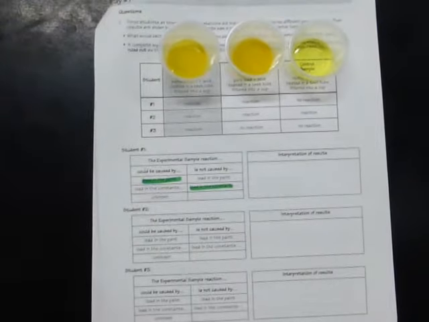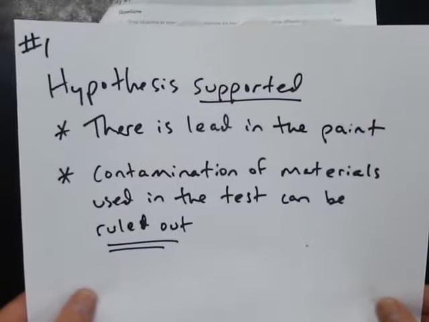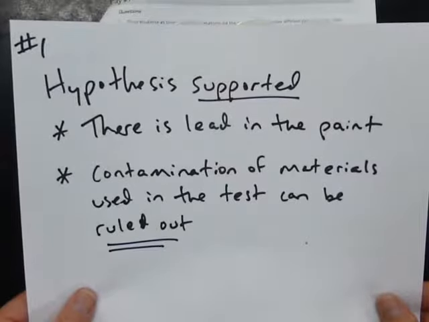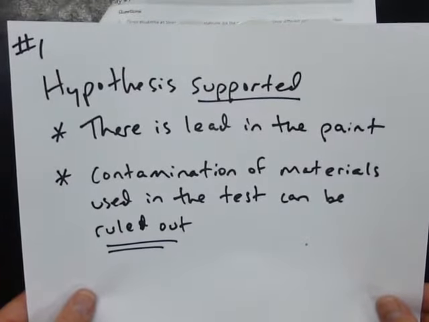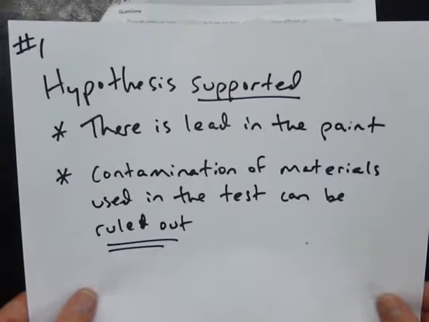And so when I try to interpret the results, here's what I would say. I would say that the hypothesis is supported. We tested the hypothesis that the paint sample contains lead. There's lead in the paint, and I can rule out that the materials used in the test were contaminated with lead. So number 1 supports the hypothesis.